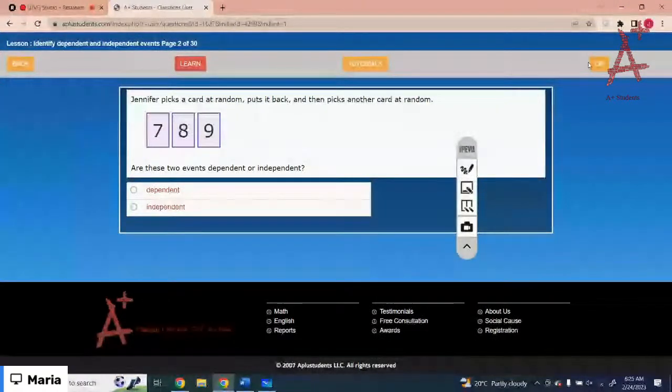Okay, Jennifer picks a card at random, puts it back, and then picks another card at random. Are these two events dependent or independent? When she puts the card back, again she has three to select from. Got it? That means the events are independent. Because she puts the card back, she has three cards again, so this is independent.